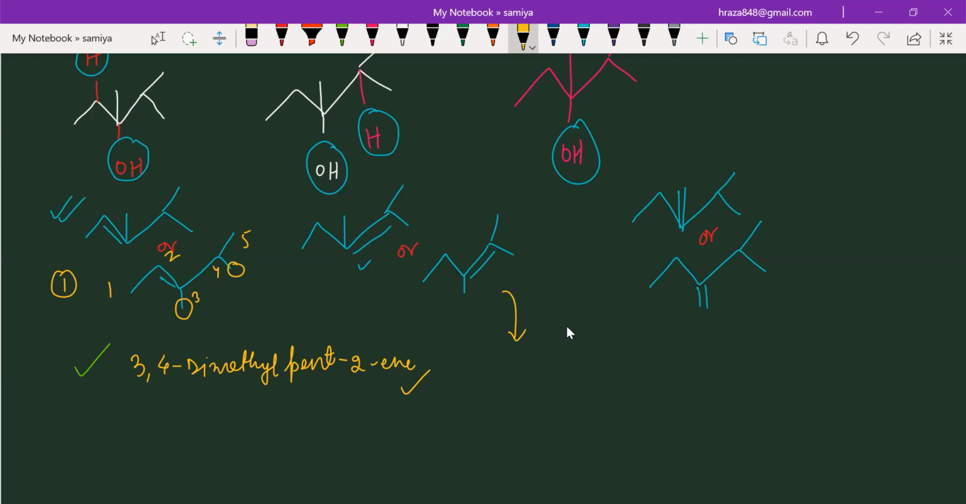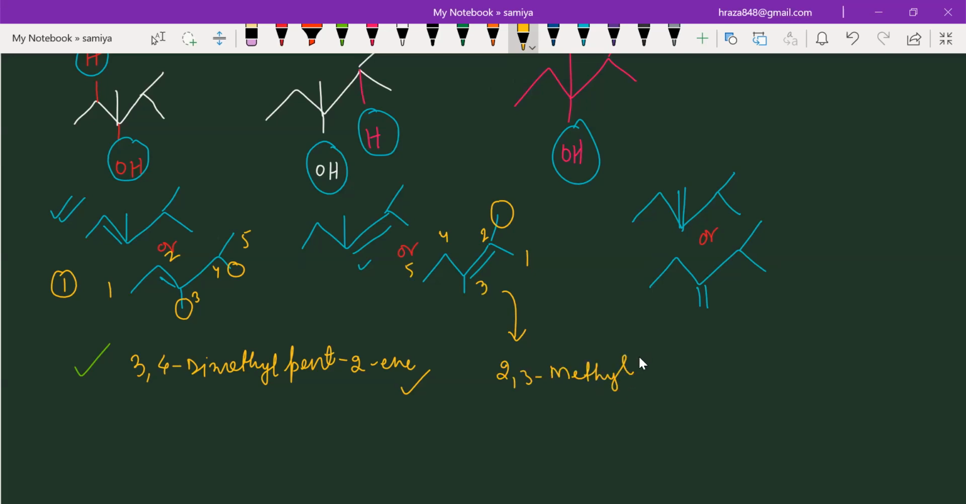Sir, 1,3 dimethylpentene. From where do you give the number? Sir, from the right side. Right side. 1, 2. So on the second position you are getting methyl, no? Okay, yes, sir. And the other one at 3. So 2,3. It will be 2,3 methyl.